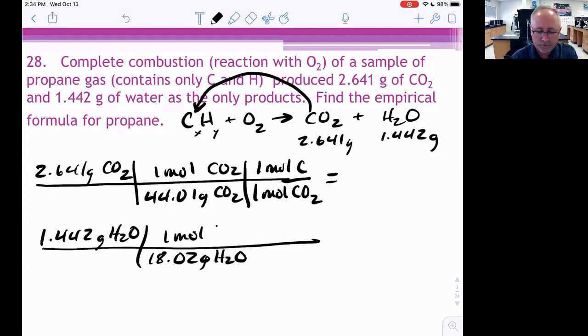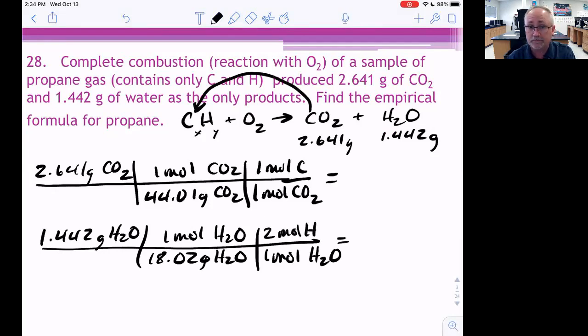That's for 1 mole of H2O. And 1 mole of water has how many hydrogens? 2 moles of hydrogens, since it is H2O. So what I'm going to do is multiply those out. This ends up being 0.06001. Now, this is going to be a ratio, so we're really not concerned with sig figs here. You can use the entire number that you get as a result.